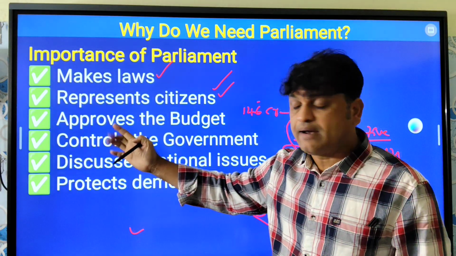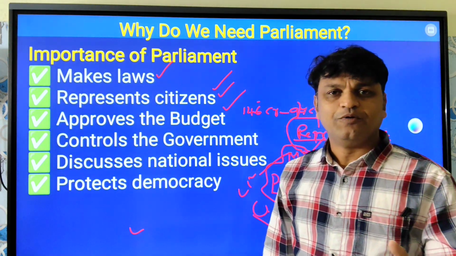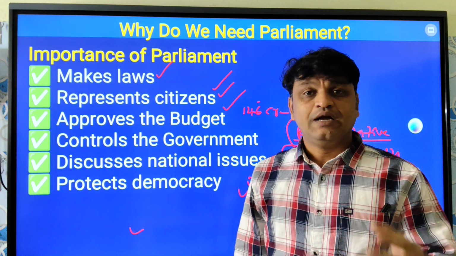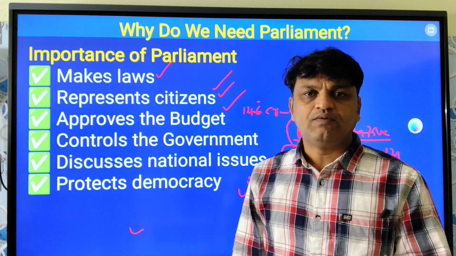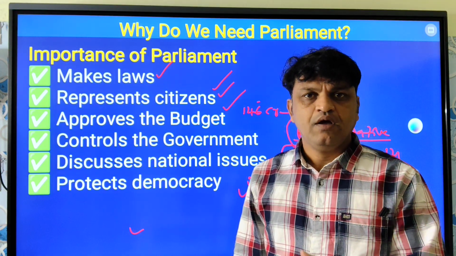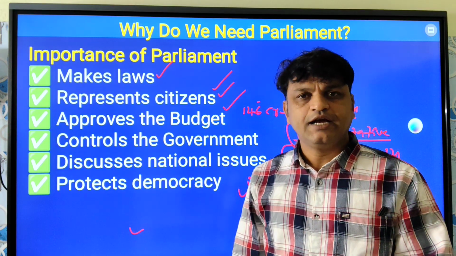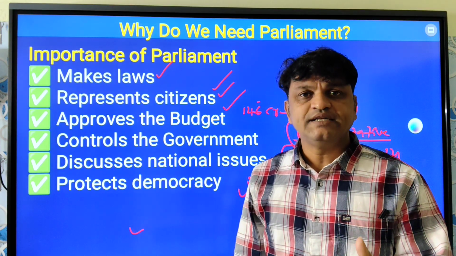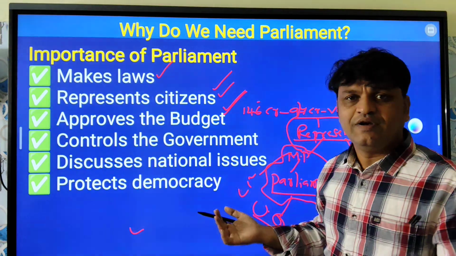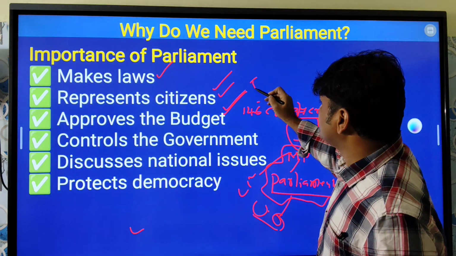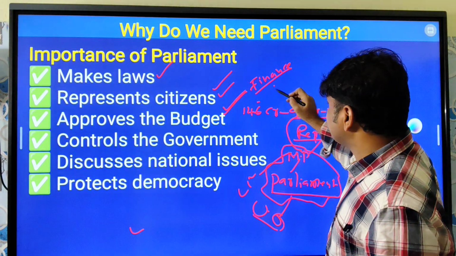The third function of the parliament is that it approves the budget. In the previous video I told you, government is nothing but finance. According to Lloyd George, a political thinker or legal jurist, government is nothing but finance. So what does it mean? The government will run on finance only. Finance is nothing but money, or we can say revenue.